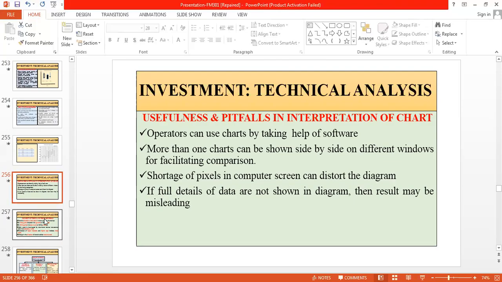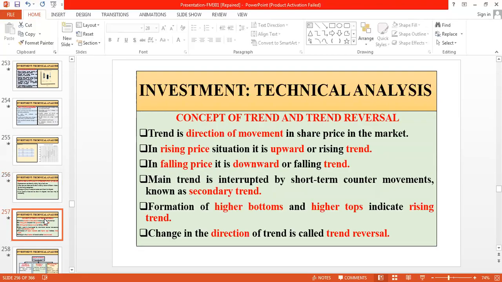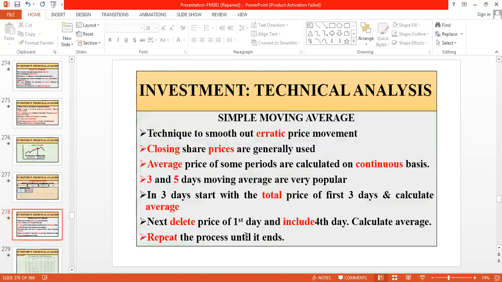With that, we are concluding the lecture. In the next step, we will consider some other portion of analysis, the concept of change and change reversal. With that, change and change reversal is also covered. So we will next move to some other techniques like simple moving average, weighted moving average, and so on. With that, we are ending the lecture for today.